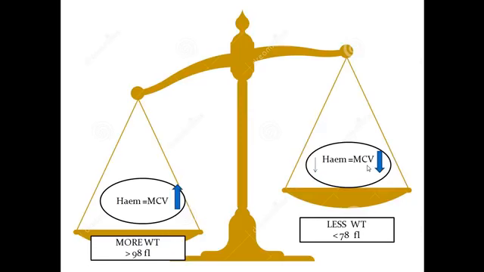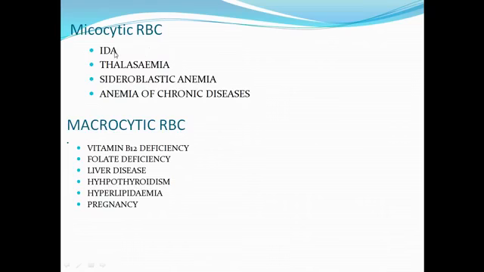So what may be the cause of less heme? Iron deficiency anemia, thalassemia, sideroblastic anemia, anemia of chronic disease. So what is the mechanism of macrocytic RBC? In almost all of these causes, whenever lipid concentration is increased in the body, RBC have a lipid bilayer cell membrane. They will take up more and more lipid and will increase their mass and thus increase their MCV.